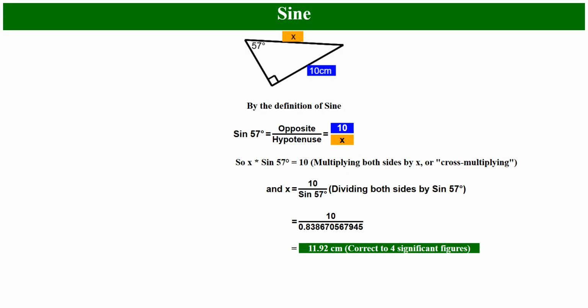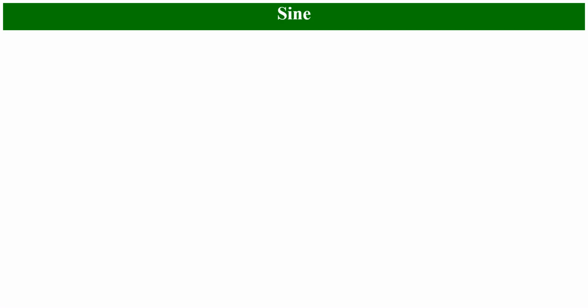Okay, now let's try a slightly different problem. Here, again, we start with the right angled triangle, but this time we know the opposite length is 7 centimeters, and we also know the hypotenuse. It is 9.5 centimeters. And we want to find this angle. We'll call it theta.